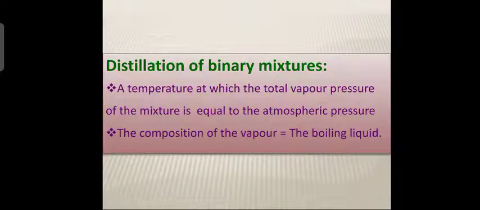Next slide. Distillation of binary mixtures. Now, what is distillation, or what is boiling? A temperature at which the total vapor pressure of the mixture is equal to the atmospheric pressure. When the total vapor pressure of the mixture exactly becomes equal to the atmospheric pressure, the boiling or distillation starts. The composition of the vapor is equal to the composition of the boiling liquid. So, if you find out the composition of the vapor, that will be exactly equal to the composition of the boiling liquid.